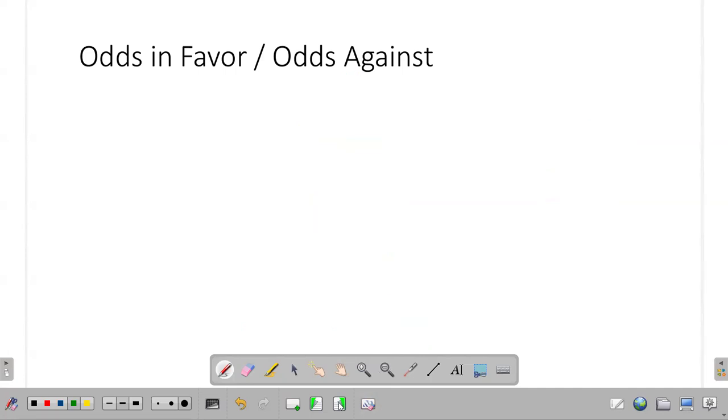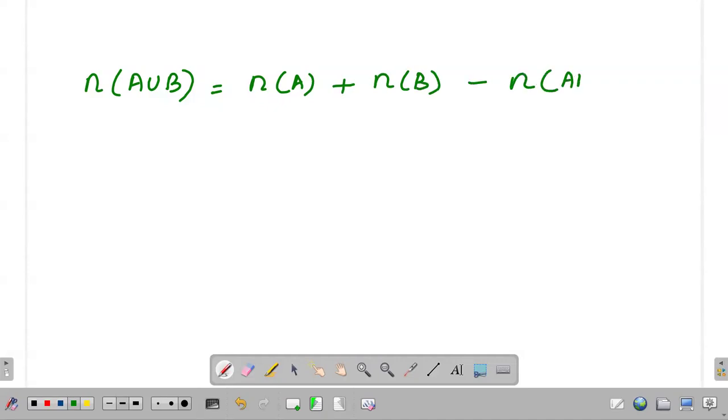Okay. Now, we all are familiar with one particular equation, N of A union B is equal to N of A plus N of B minus N of A intersection B, right? We are familiar with this equation that comes in set theory. So imagine I replace that N here with P. Then I can say P of A union B is P of A plus P of B minus P of A intersection B.